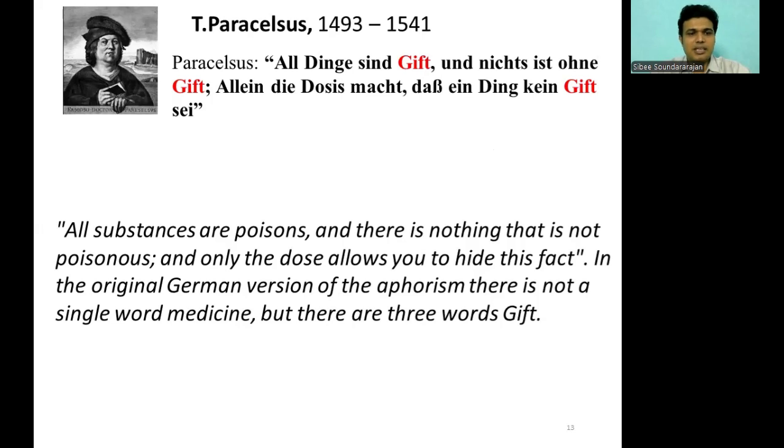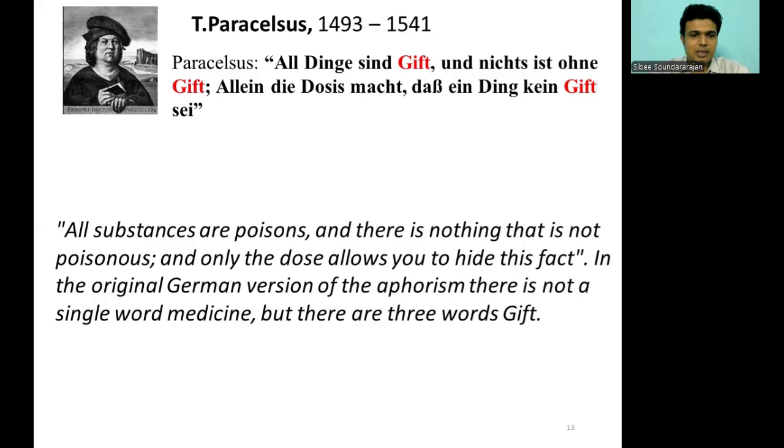Let's start with the fact that the history of medicine from ancient times to the 17th century was built on the use of plants and mineral poison. The founder of European pharmacology, Paracelsus, wrote a wonderful aphorism: All substances are poison, and there is nothing that is not poisonous, and only the dose allows you to hide the fact. The common simplification of the aphorism, in the form of everything is poison and everything is medicine, both determined by the dose, distorts its meaning.